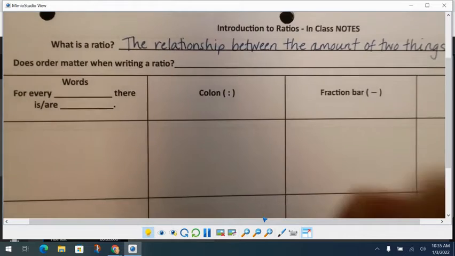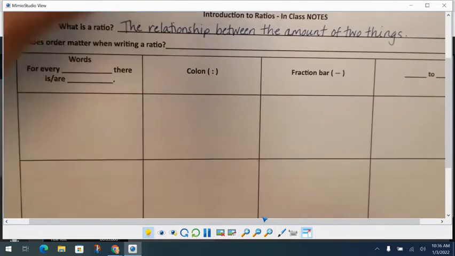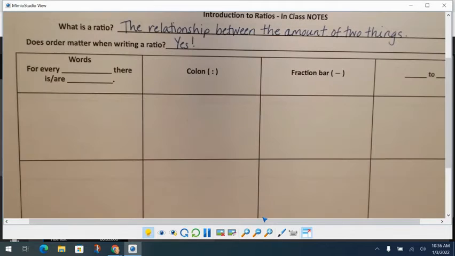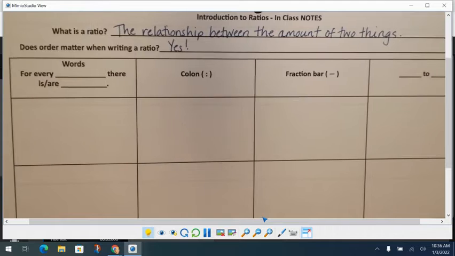And then, does order matter when writing a ratio? Yes, order is very important, as you will see when we write a ratio. Whatever they ask for first in the ratio must come first when you write the ratio.